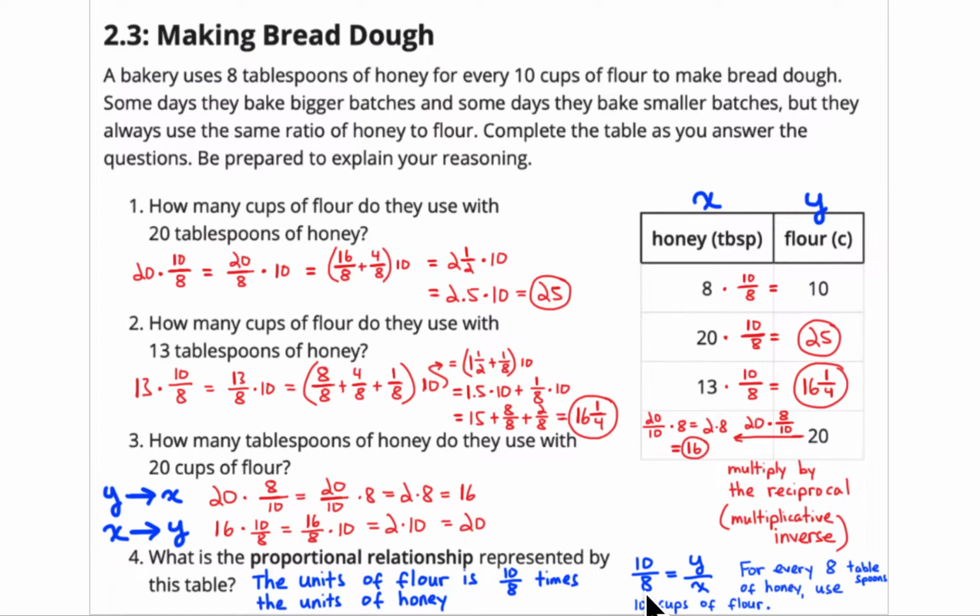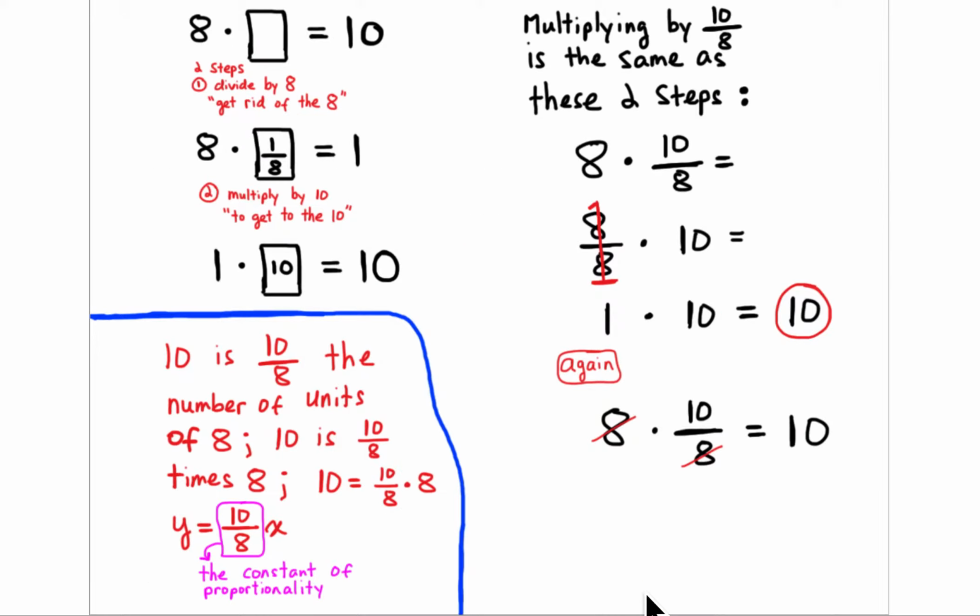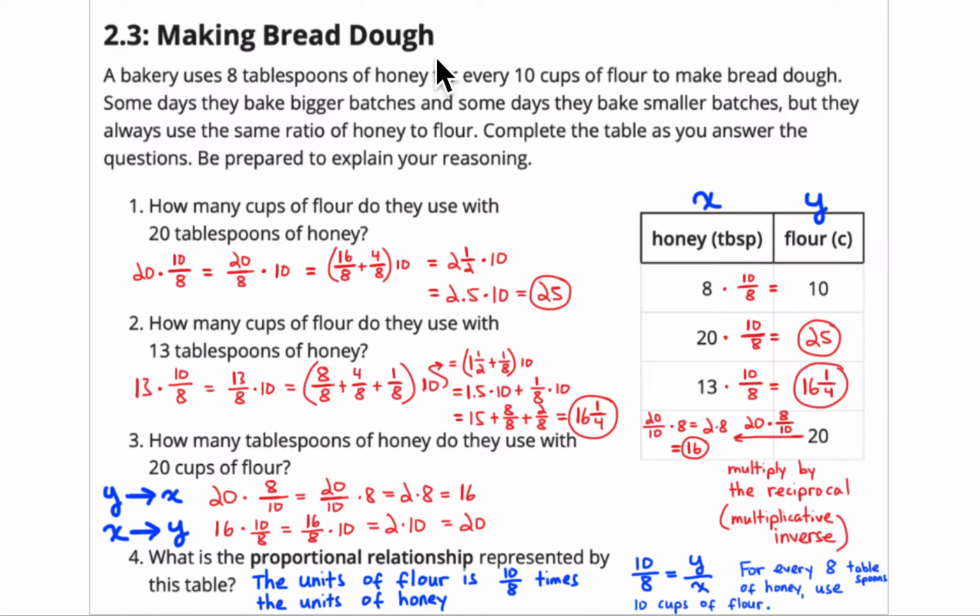Making bread dough. Now I'm going to skip this and go to this next figure just for a second. So how do you get the constant of proportionality, which is 10/8? Well, 8 times what number? And it's right here, by the way. So from this table, 8 times what factor is equal to 10? 8 times what number is equal to 10?